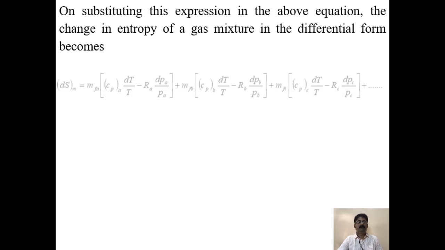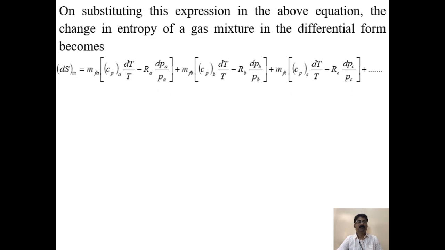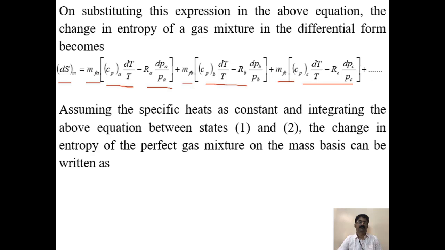On substituting this expression in the above equation, the change in entropy of a gas mixture in the differential form becomes dsm is equal to mfa into entropy of A. Now you have to write Cp of A into dt by t minus Ra into dpa by pa, plus mfb and this expression for B, mfc and expression for C.